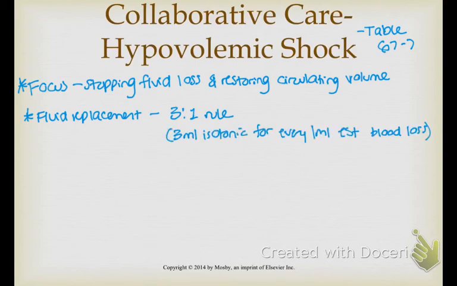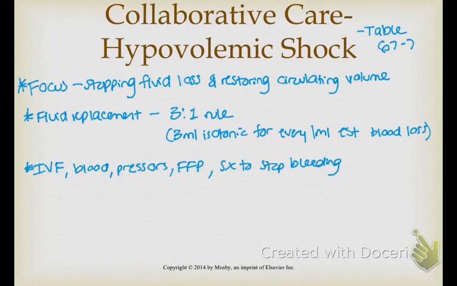Isotonic, right? Because isotonic doesn't push fluid in or out of the cells. It just fills the intravascular space. So it's not worried about pushing, because are the cells dehydrated? No, we've just lost volume. So we're not worried about pushing fluid in or out of the cells. We just want to fill up our intravascular space. So isotonic. We can use blood, pressors, FFP, surgery to stop the bleeding if it's internal.